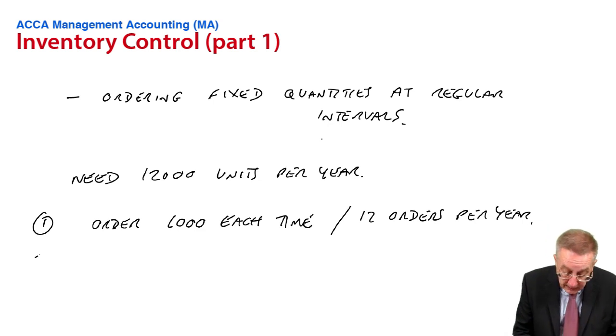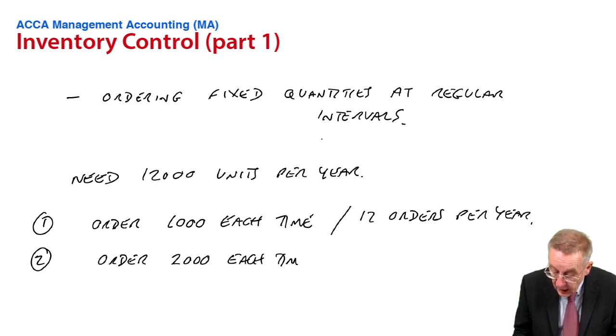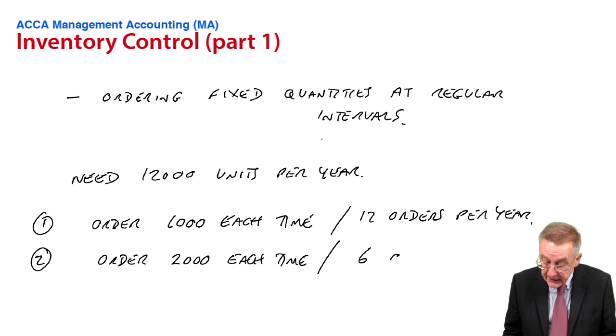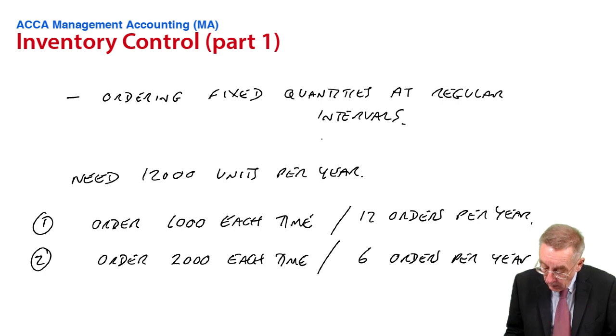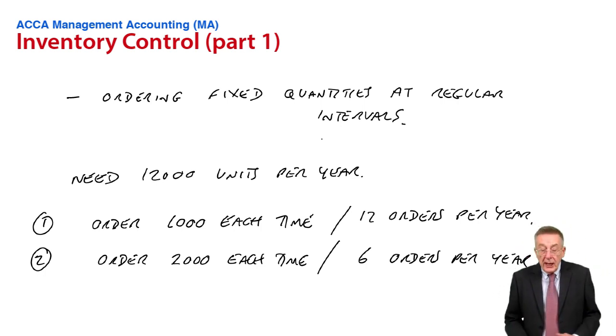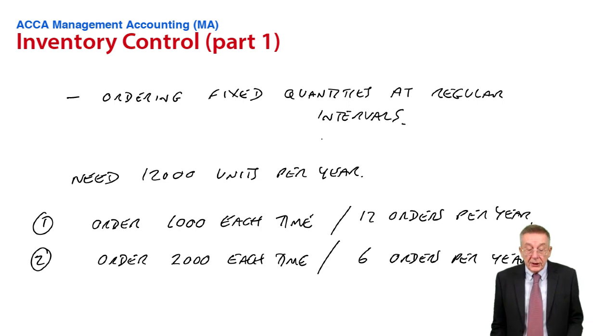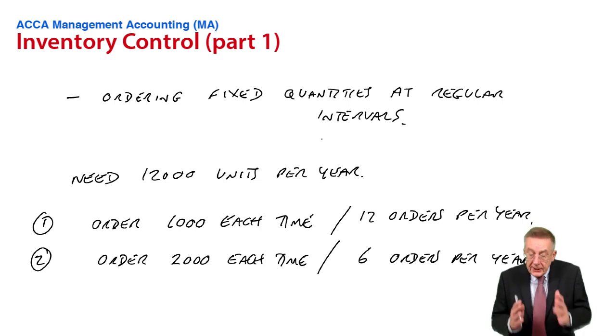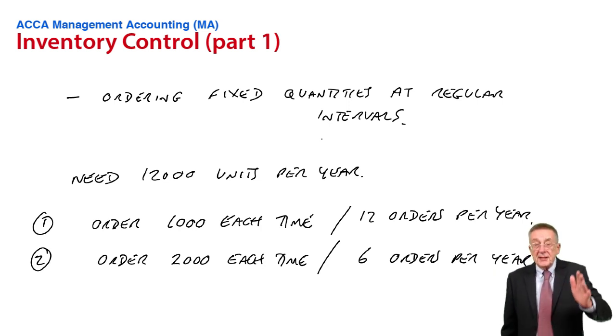But another way, instead of that, we could decide to order 2,000 each time. We still only need 12,000 a year. And so if we're ordering 2,000 each time, we'd be placing 6 orders. We'd be ordering every 2 months. And of course I could go on and on. We could order 3,000 each time, in which case we'd need 4 orders a year, and so on. So that's the situation we're looking at, fixed quantities at regular intervals.